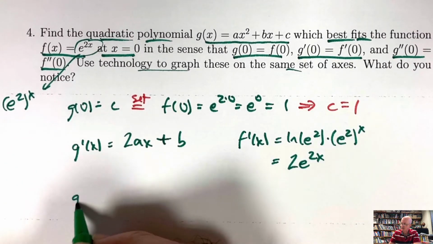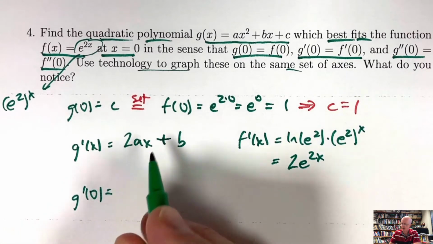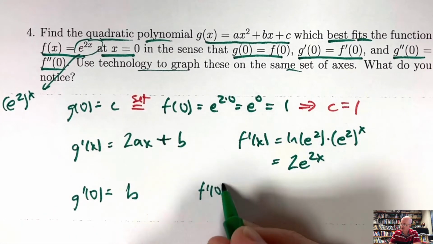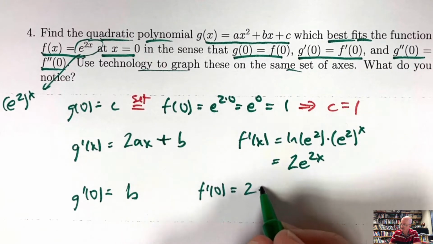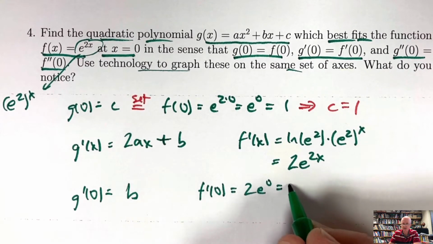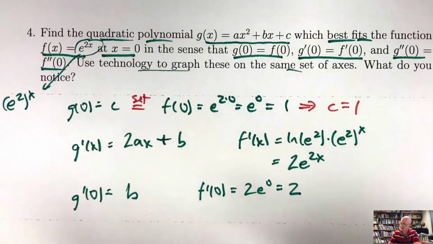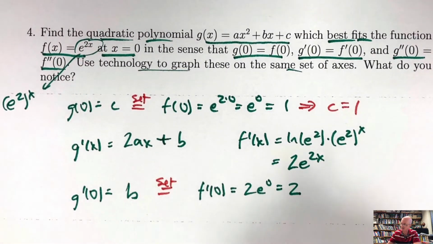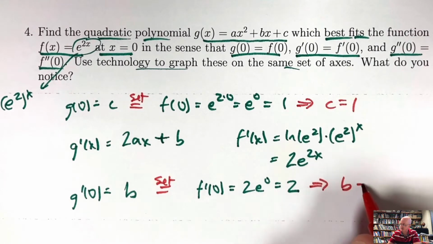All right, so what is g prime of 0? Plug in x equals 0 there, you'll get b. What is f prime of 0? Plug in 0 here, you'll get 2. E to the 0 is 1, and 2 times 1 is 2. We're setting these equal to each other. And once again, we have a very simple equation to solve for b. It's already solved for b. b must be 2.